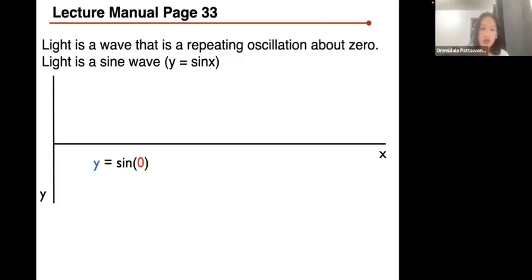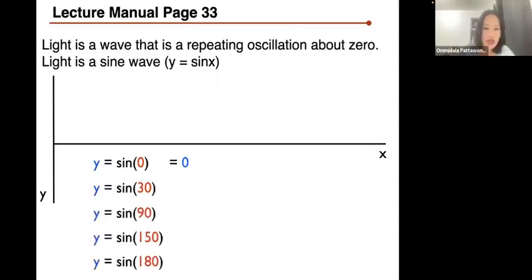If you give x equal to 0, what would be the value of y? If you plug this number into your calculator, you are going to see that y equals 0. You can use x to be any positive value, but I'm going to show you in increments of 30 for our ease. So I'm going to increase x to be 30, 90, 150, 180, and so on. If I plug these values of x into the calculator for sine of x, you are going to obtain the y values as indicated here.